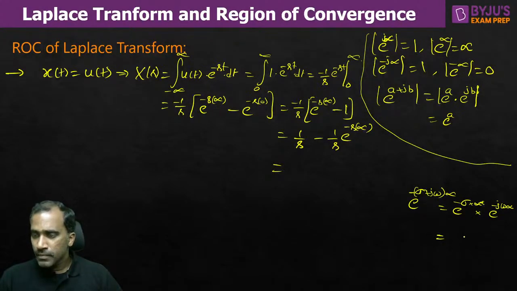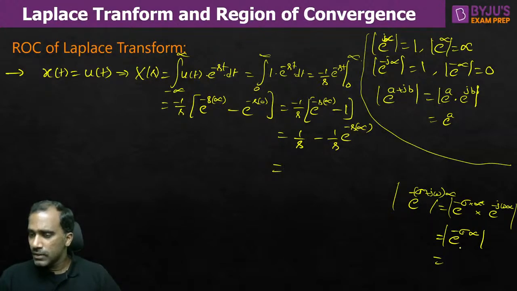See this one, e^(-sigma·infinity). We are interested in the magnitude, so the magnitude of the imaginary part is 1. What decides the magnitude is only the real part of the power. Same discussion as before. When you raise e to a power, the result can be infinity or it can be 0. If the power is negative infinity, it is 0. If the power is positive infinity, it is infinite.